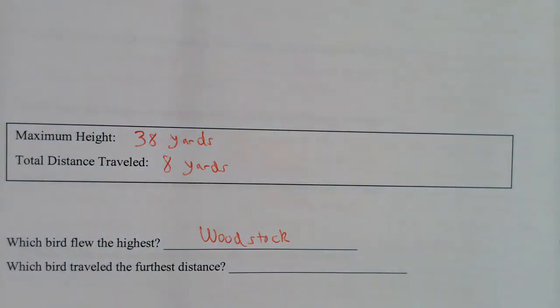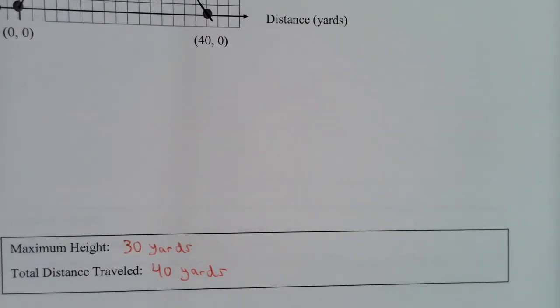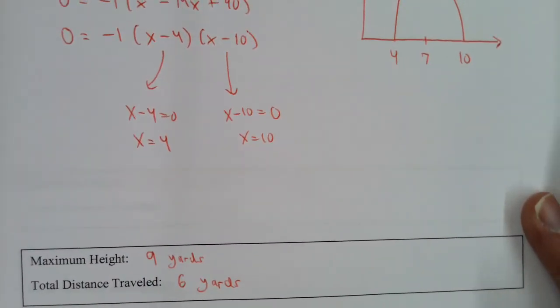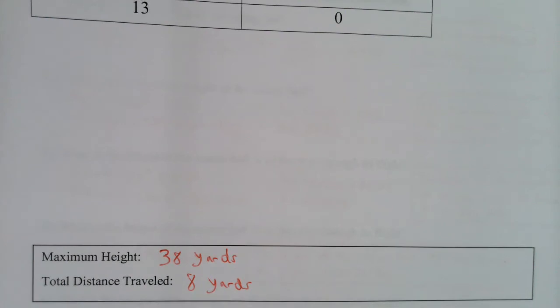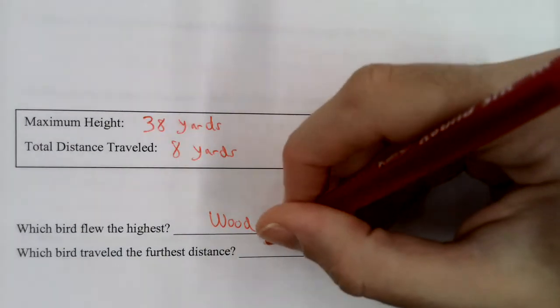And finally, which bird traveled the furthest distance? Let's look at all 4 of them again. Robin traveled 40 yards. Blue jay went 33 yards. Then we had Tweety bird, only went 6 yards. And the last one, Woodstock, only went 8 yards. So robin traveled the furthest.